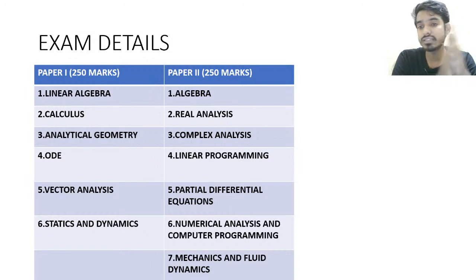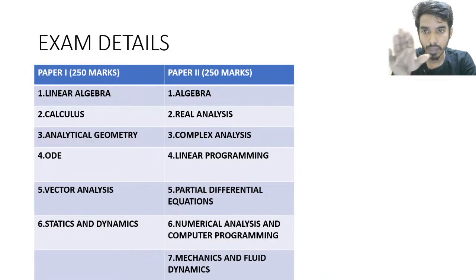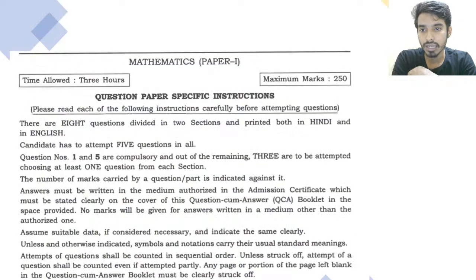So paper 1 we have linear algebra, calculus, analytical geometry, ODE, vector analysis and statics and dynamics, right? Paper 1 is for 250 marks, paper 2 is for 250 marks. For paper 1, first we will see the exam pattern. There are 8 questions divided into 2 sections, printed both in Hindi and English.